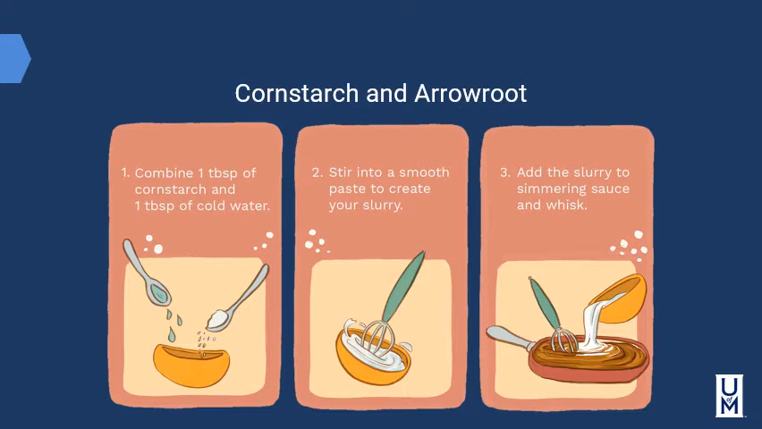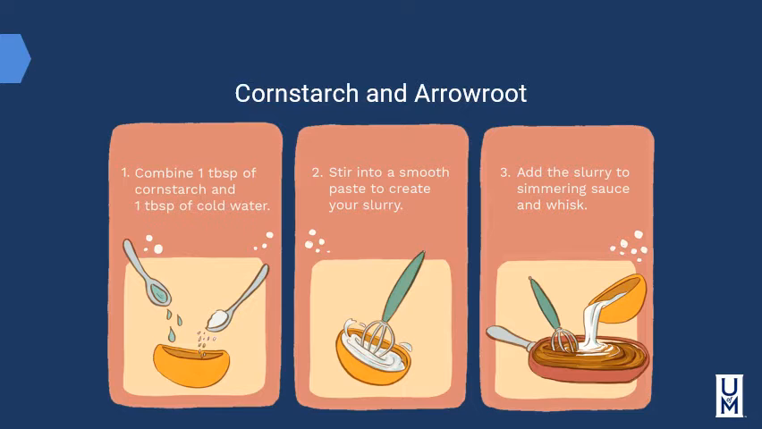cornstarch, arrowroot, rice flour, potato starch, all of these can be used as a thickener in making a slurry. The process is combine equal parts of cornstarch or other starch to cold water. Make sure it's cold water. You do not want to use hot water. Cold water out of the tap is perfectly acceptable. Stir this into a smooth paste to create a slurry.